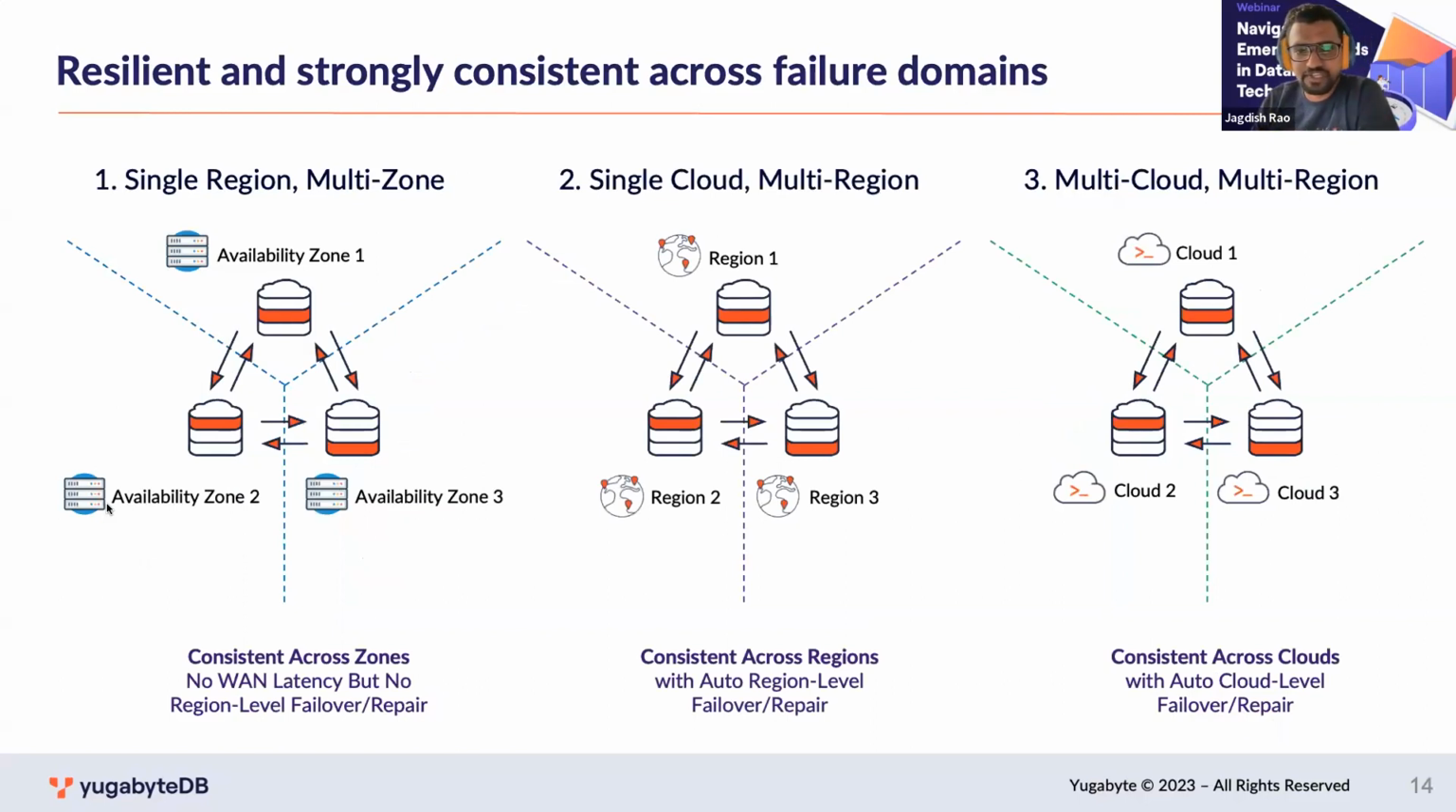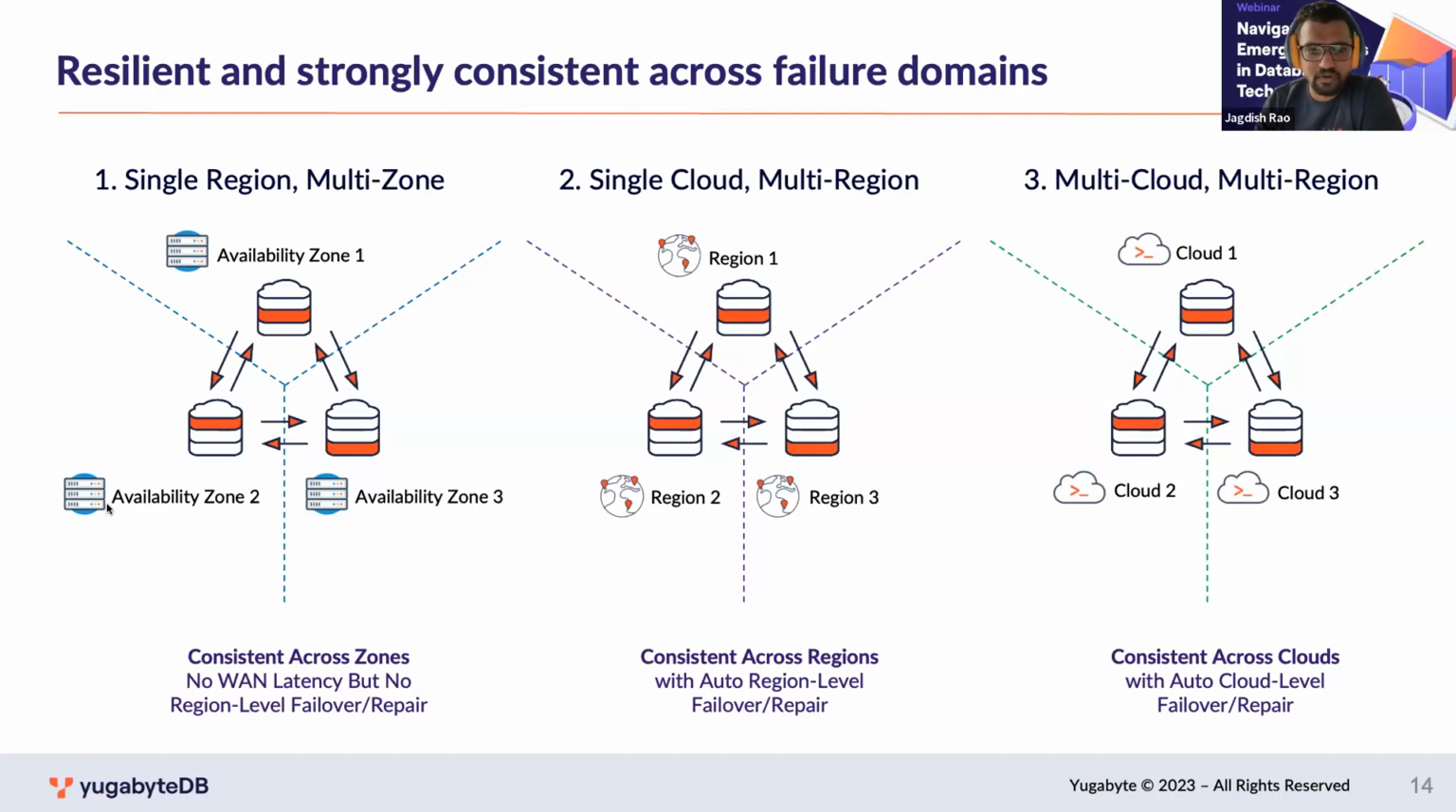Again, these are a few of the architectures or best practices that we suggest, or these are a few of the architecture types that you can deploy Yugabyte with. So either you can deploy it in a single region or a multi-zone fashion. If you are inclined towards one public cloud, you can deploy it in multi-region. If you want more high availability, more resiliency, right? Where you can have consistency across regions with an auto region failover or a repair, right?